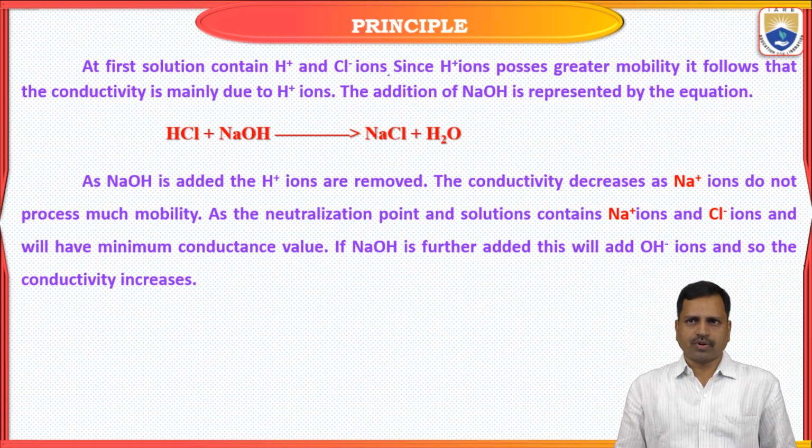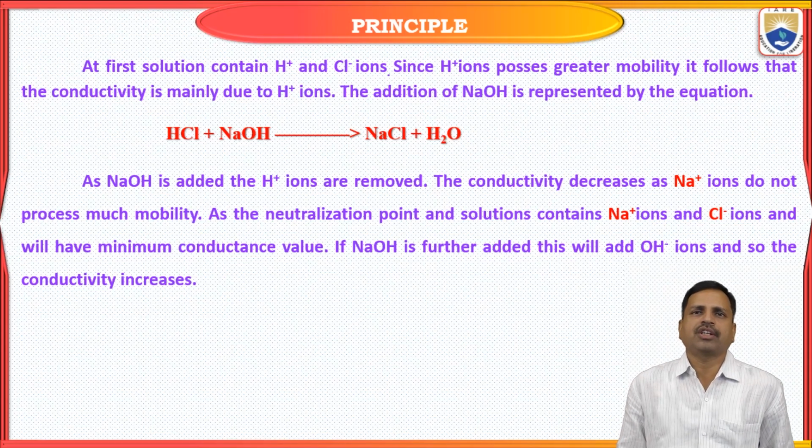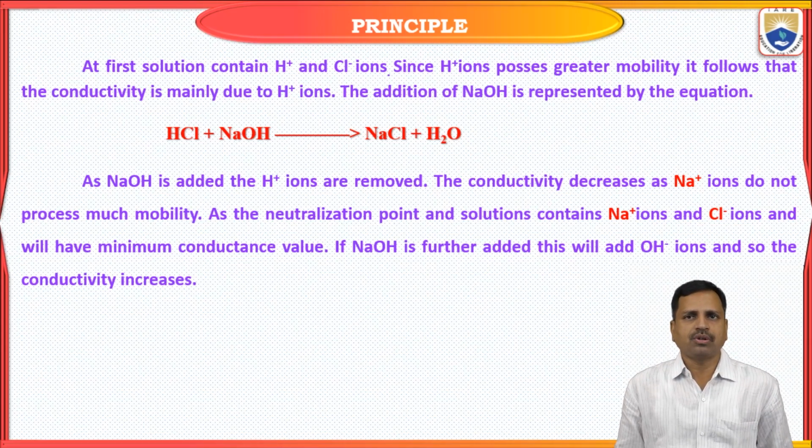Since H plus ions possess greater mobility, it follows the conductivity is mainly due to H plus ions. The addition of NaOH is represented by the equation HCl plus NaOH gives rise to NaCl plus H2O. We know that HCl is a strong acid and NaOH is a strong base. So when we add acid to the base, what will happen? At a certain time, it will neutralize and give rise to NaCl plus H2O.